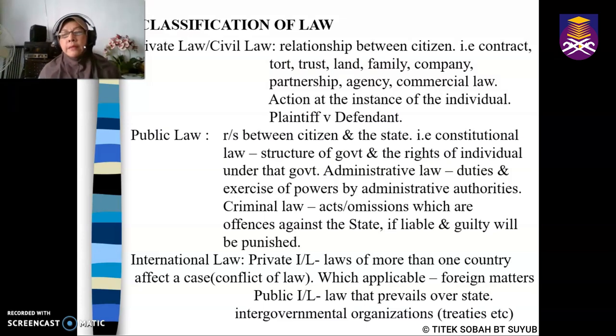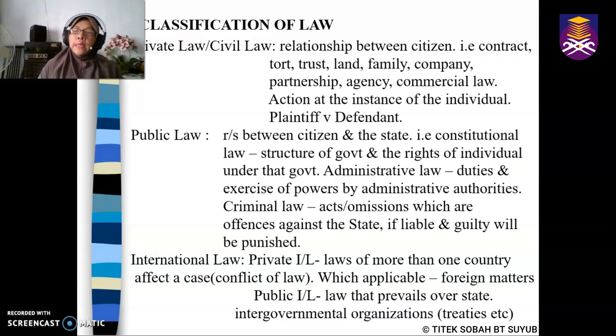So let's say if this is a land matter, okay? This is land law. There is a dispute between the land owner and another person who is claiming the land from him. So let's say the other person is Zakaria. So Zakaria is claiming a land which belongs to, let's say, Zahid. So the case will be Zakaria versus Zahid. Zakaria will be the plaintiff and Zahid will be the defendant.